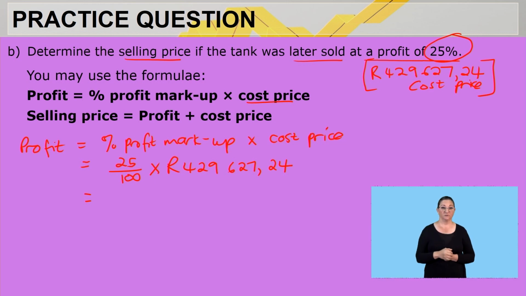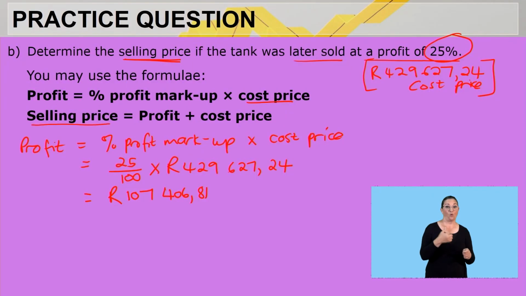After keying that in on my calculator, I got an answer of 107,406 rand and 81 cents. So what is this amount? This is the profit I've calculated. Are we clear? Now, guys, I can move on by calculating my selling price. And how do we do that? Here we clearly indicated that in order to determine the selling price, we need the profit plus the cost price. Now we have both those values.